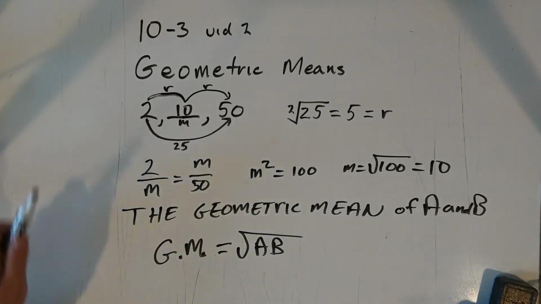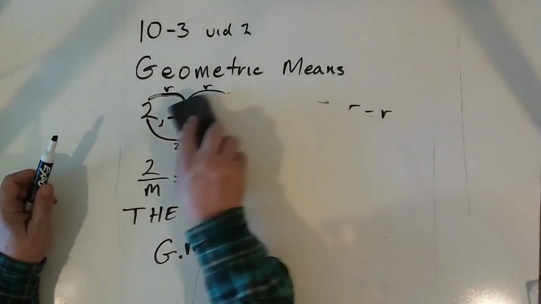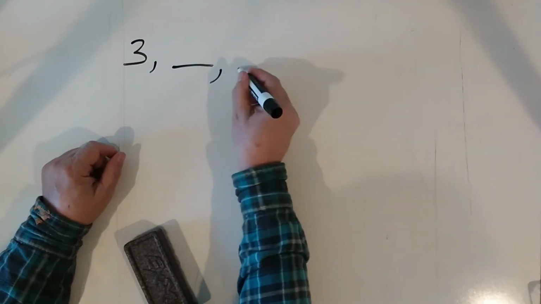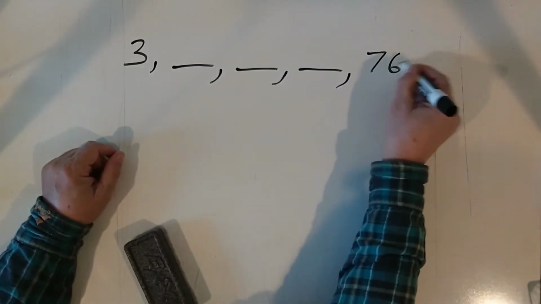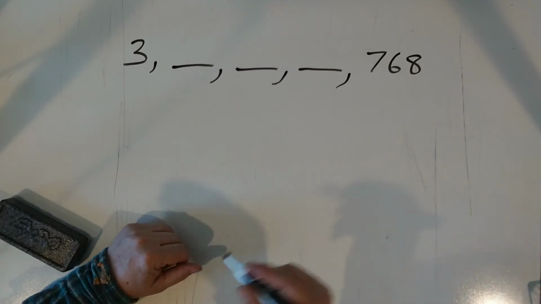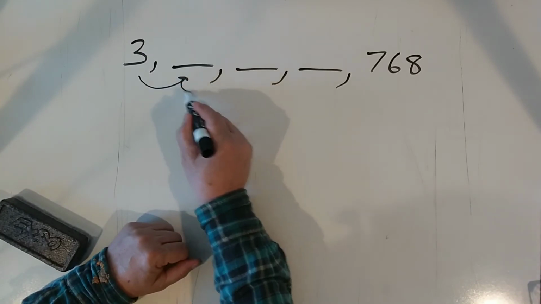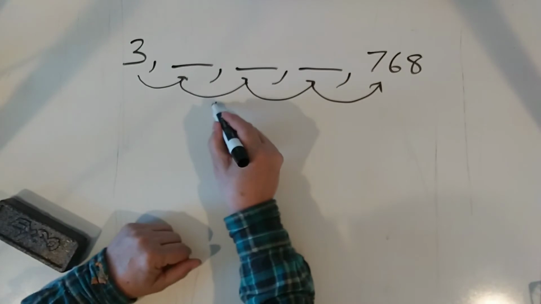However, what happens if we have multiple numbers in between? Let's look at this sequence. Now I have more than one mean to find. But again, I'm going to do what I did before. Let's count the number of jumps. 1, 2, 3, 4. So there's 4 jumps.